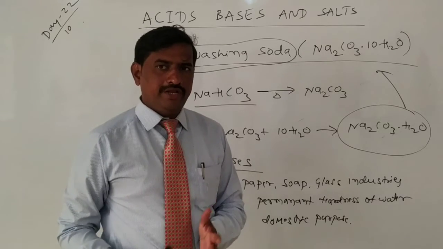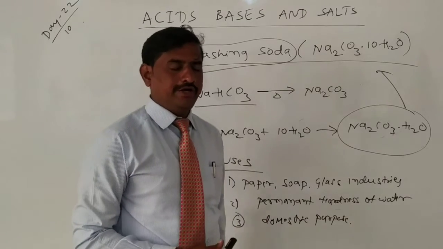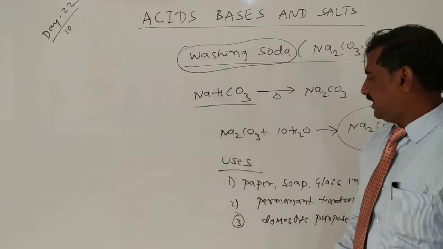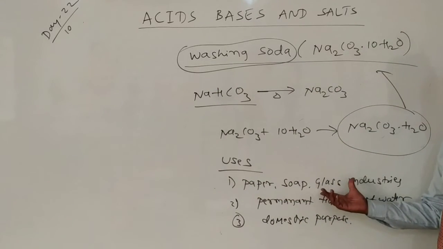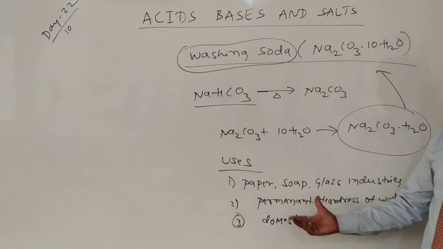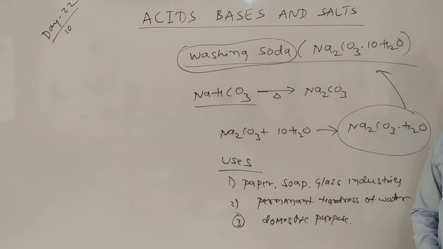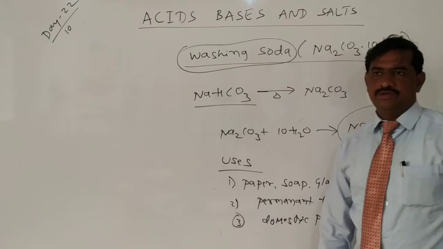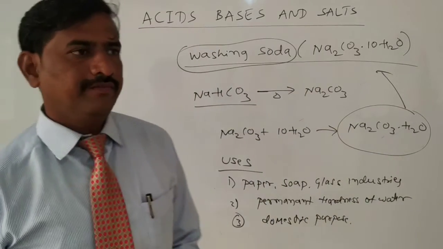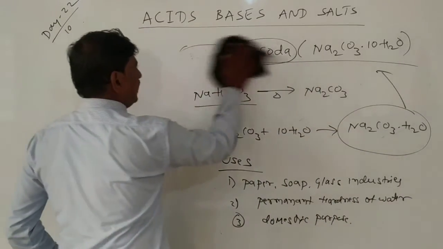Washing soda is obtained by heating sodium hydrogen carbonate. The uses of washing soda are in the manufacturing of soap, paper and glass industries, to remove the permanent hardness of water, and for domestic purposes. That is washing soda. And the last part of the chapter is POP, Plaster of Paris.